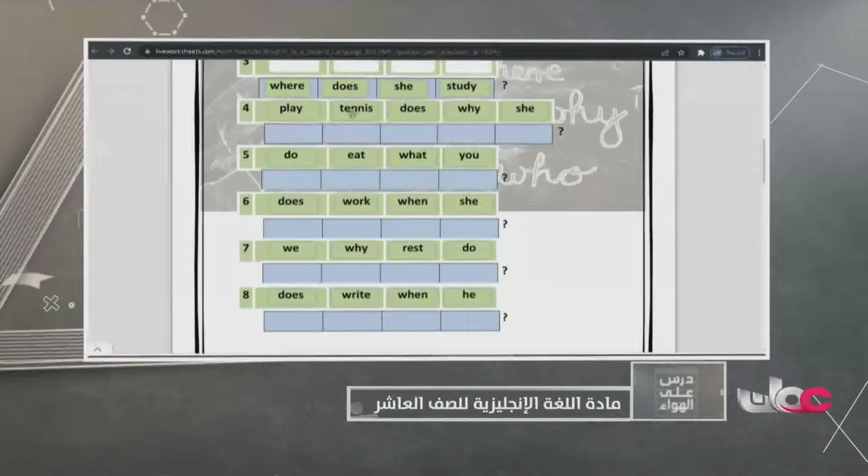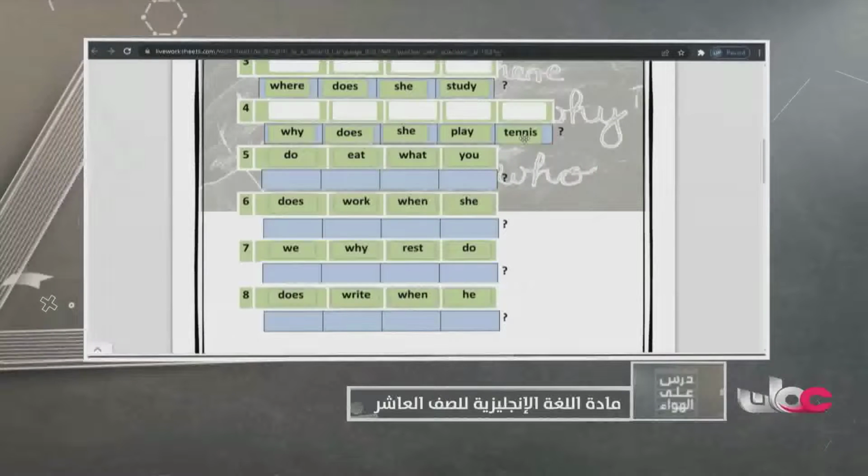Okay, now let's move to number 4. We have play, tennis, does, why, and she. So we should put the WH word first, and then the auxiliary verb, and after that we should write the subject and the main verb and complete the question. So the question will be, why does she play tennis?